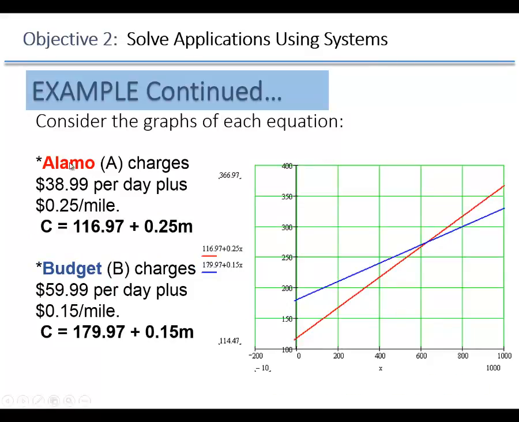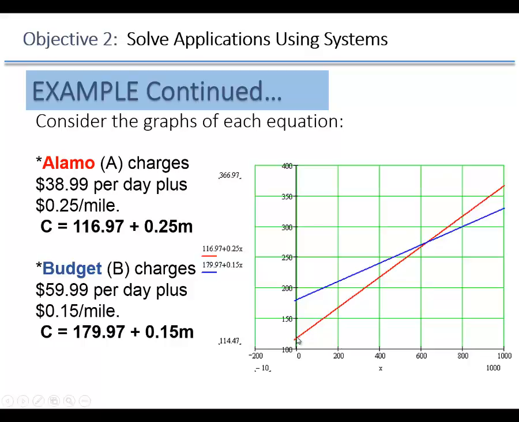Here it is. So through Alamo is the red line. 3 days times $38.99, I've already done that math, but 3 times $38.99 is $116.97. So that's the fee just to get the car for 3 days, plus the 25 cents per mile. The blue line is the Budget's fee structure. 3 times $59.99, that's $179.97 just to get the car, and 15 cents per mile. So you can see that the y-intercept, our starting amount for the blue car, the Budget car, is higher than it is for Alamo. $179 versus about $117.